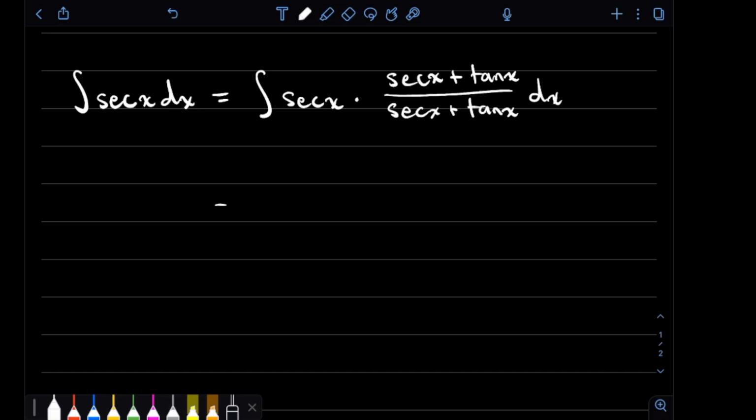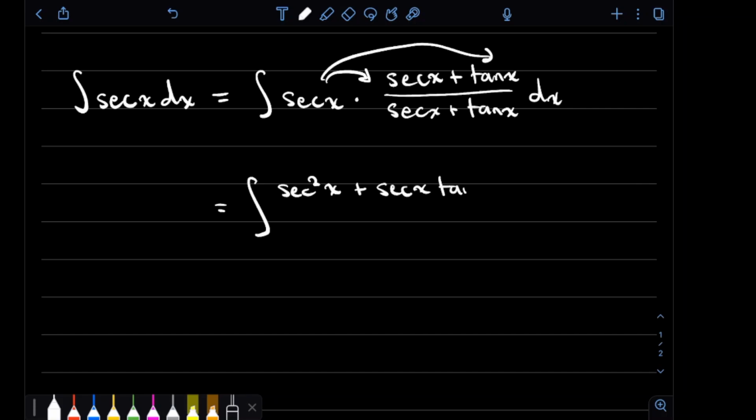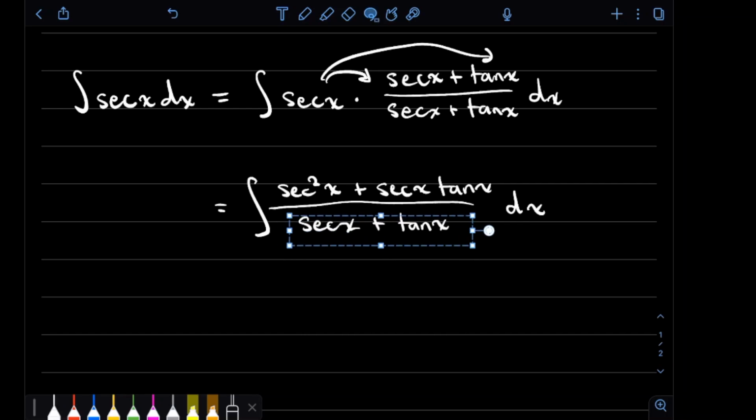And then you distribute the secant of x to the top. So we get secant squared of x plus secant of x tangent of x, all over secant of x plus tangent of x. And from there, because of that nice little trick, we have a really convenient substitution.